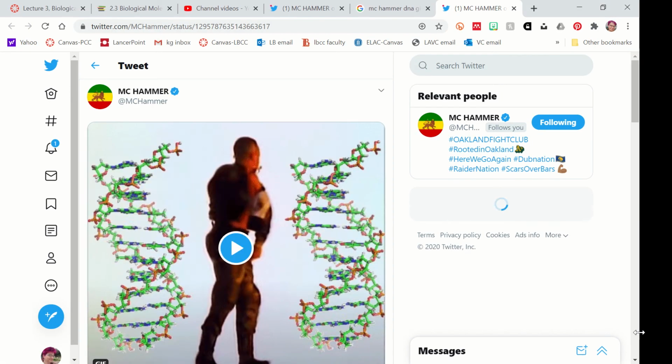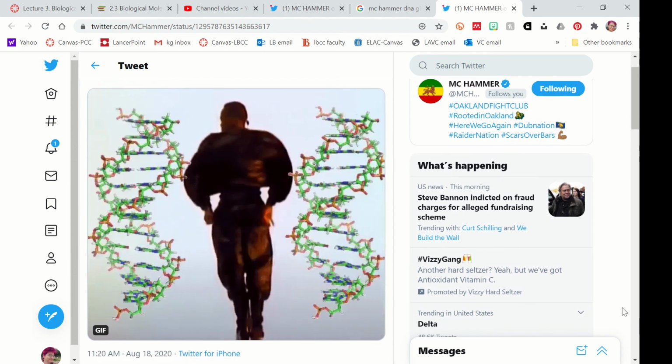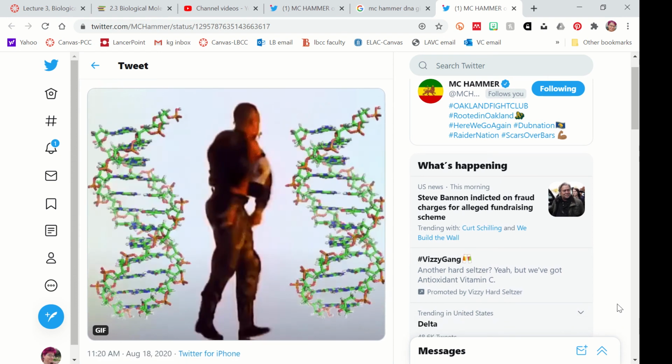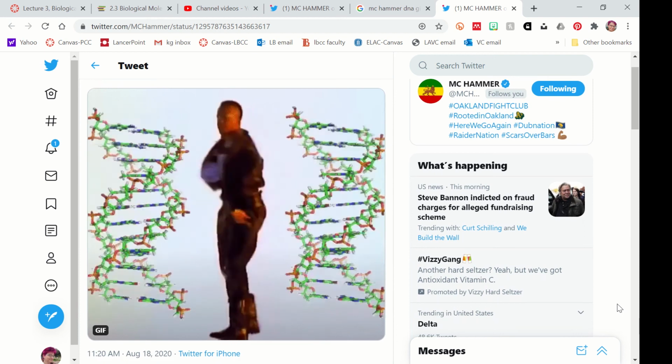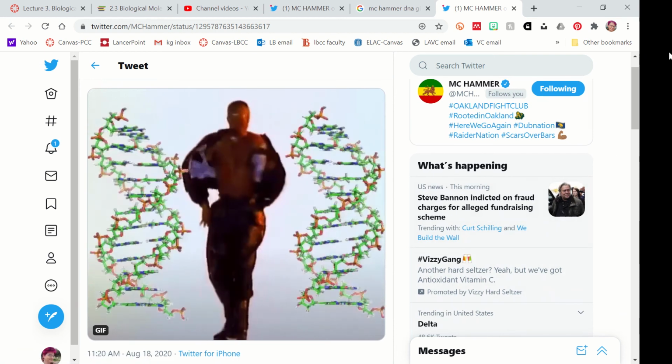DNA twists, much like MC Hammer spinning. For those of you who don't know who MC Hammer is, you're so missing out. Anyway, it always twists clockwise. Cool. Okay, we'll go back.